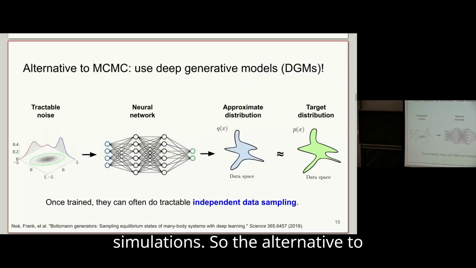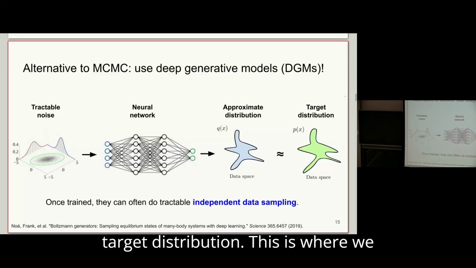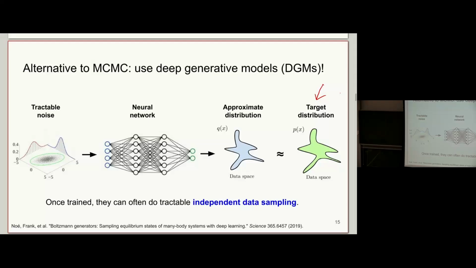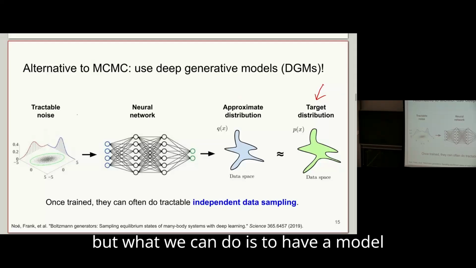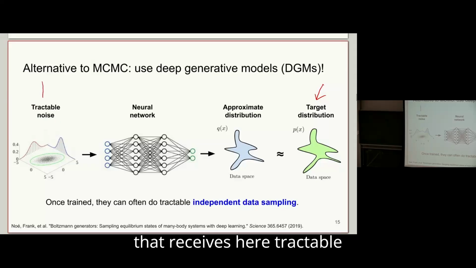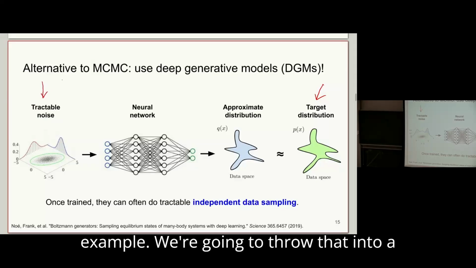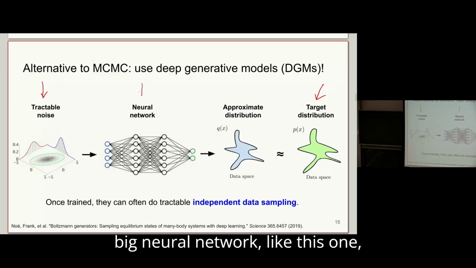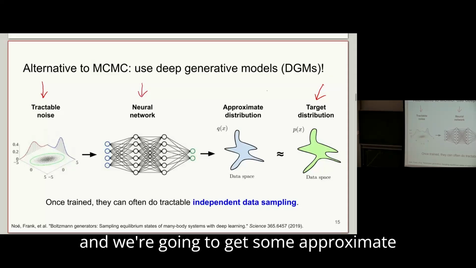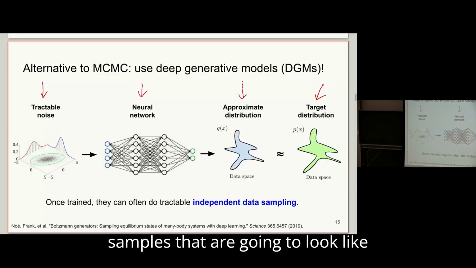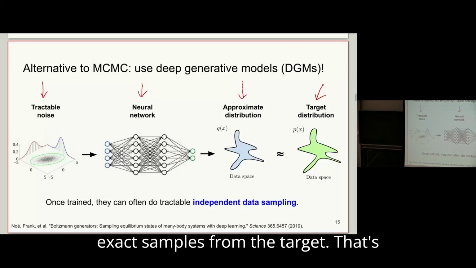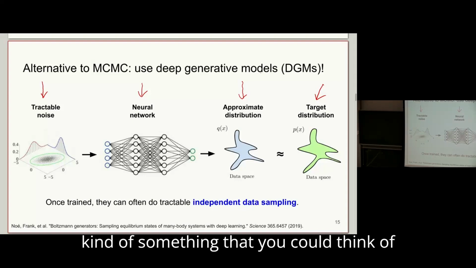So the alternative to this is to look into deep generative models, okay? Deep generative models, the idea is that we have here our target distribution. This is where we want to sample from. It's very hard, but what we can do is to have a model that receives tractable noise. This could be Gaussian noise, for example. We're going to throw that into a big neural network like this one, and we're going to get some approximate samples that are going to look like exact samples from the target, okay? That's something that you could think of doing.